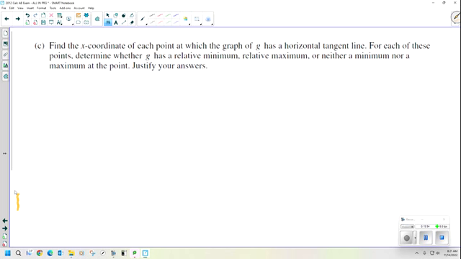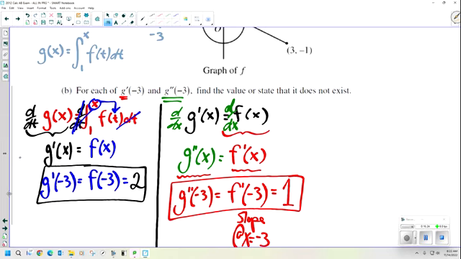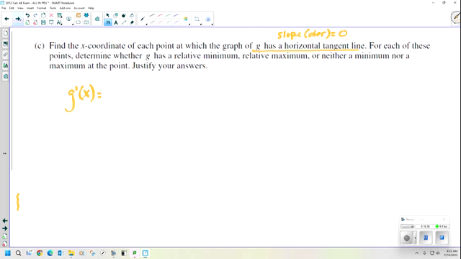So let's go with orange. Find the x-coordinate of each point at which the graph of g has a horizontal tangent line. That means the slope, which is the same thing as the derivative, is 0. Okay? Horizontal tangent line. So the derivative of g, which we just did last problem, let me remind you right here, the derivative of g is just f of x. Where is that equal to 0? What values of x make that equal to 0?